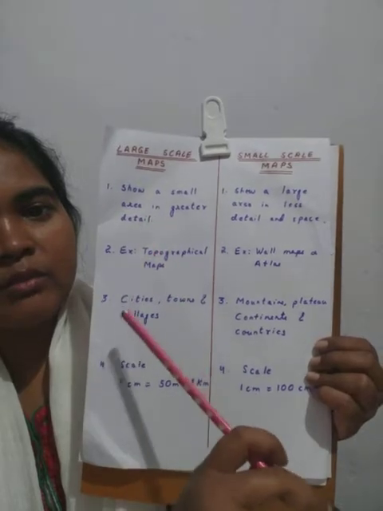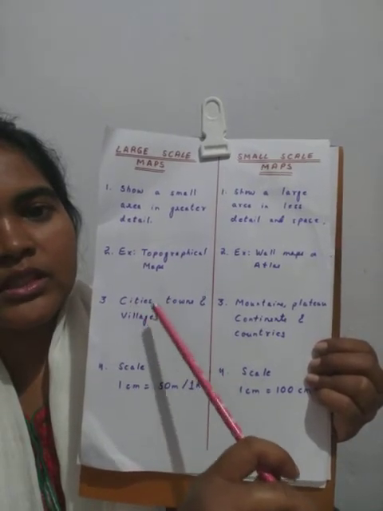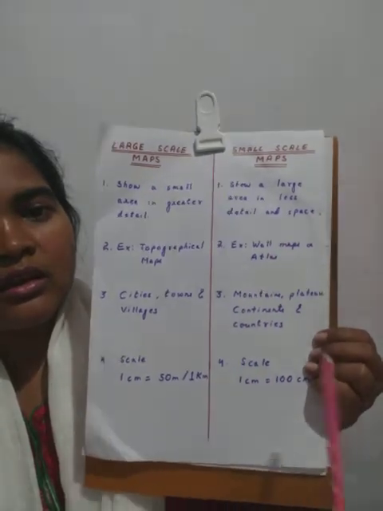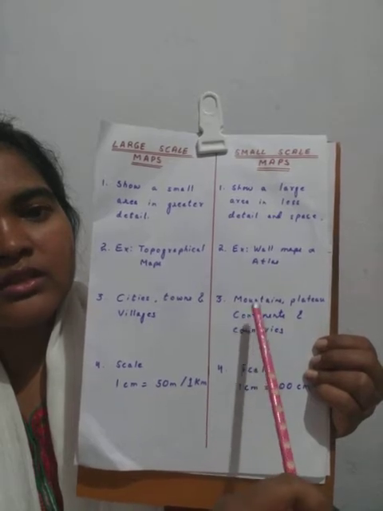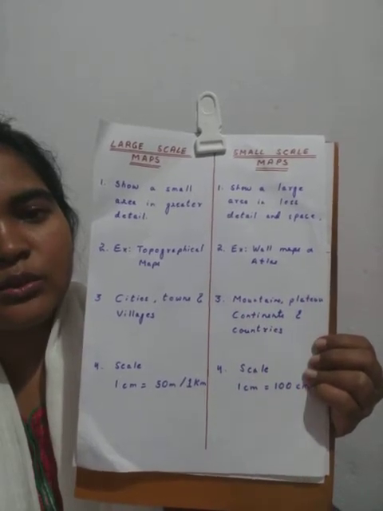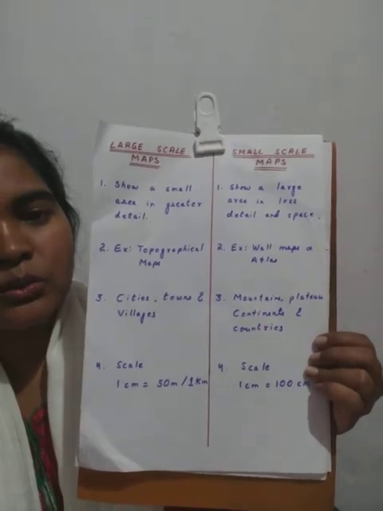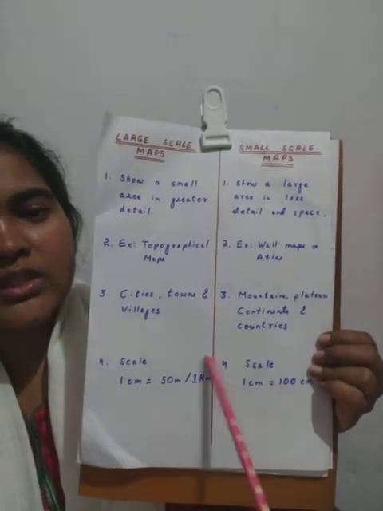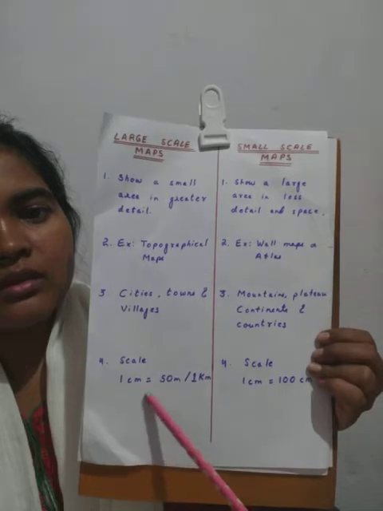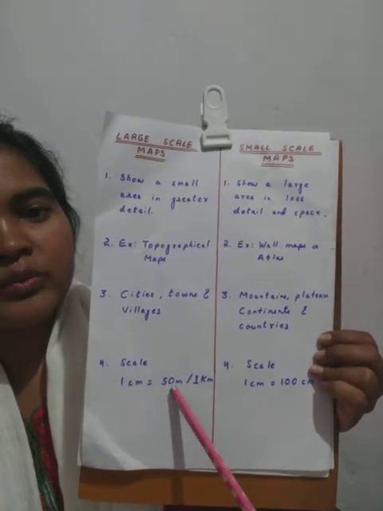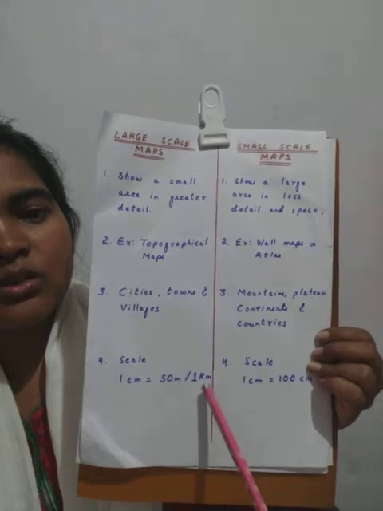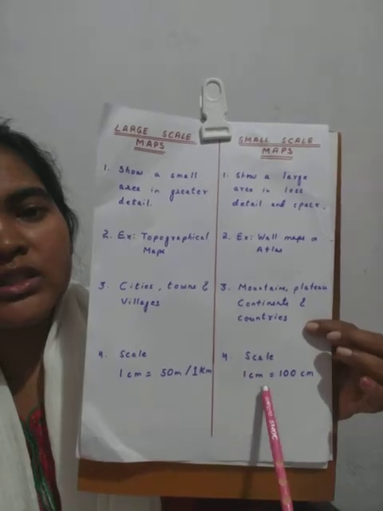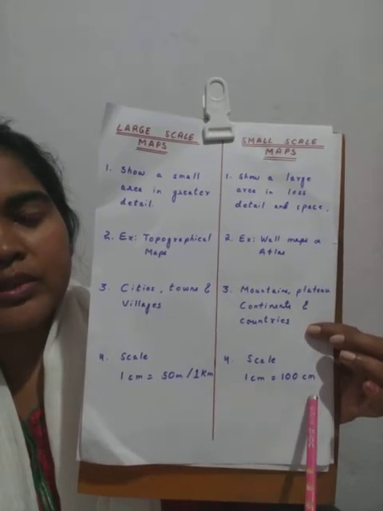Again, in large scale maps, details of cities, villages, towns are given, whereas in small scale maps, continents, countries, mountains, plateaus, such features are shown. About the scale, in large scale maps, for example, the scale may be 1 centimeter to 50 meters or 1 kilometer, whereas in small scale it may be 1 centimeter to 100 kilometers, as examples.